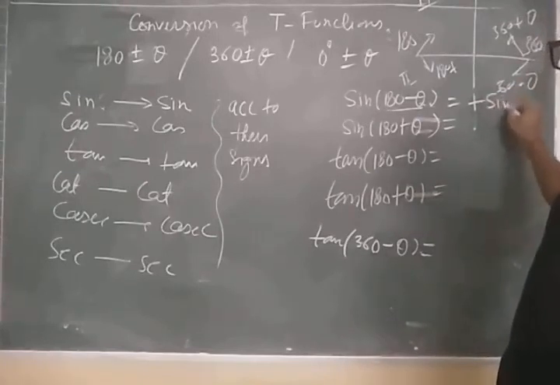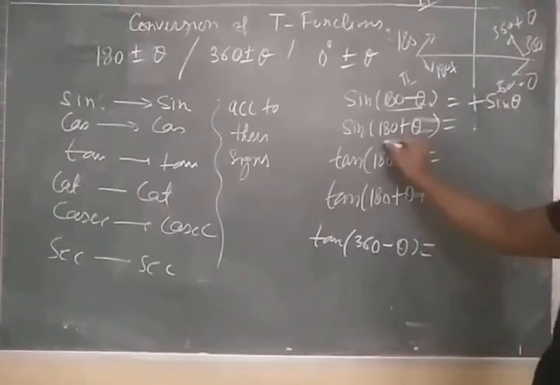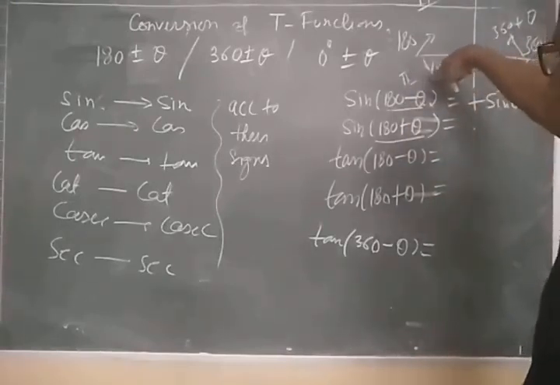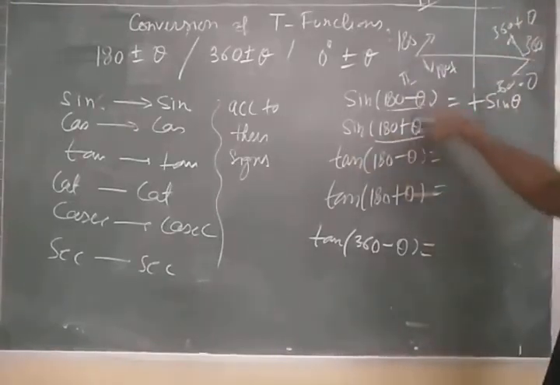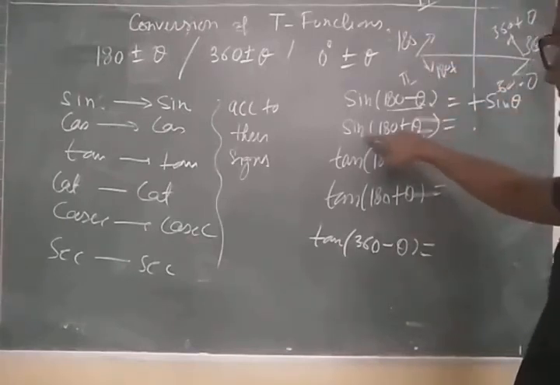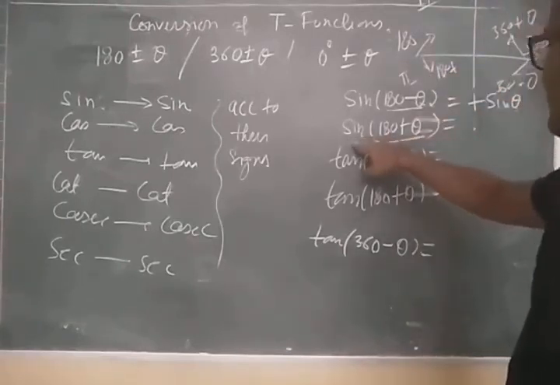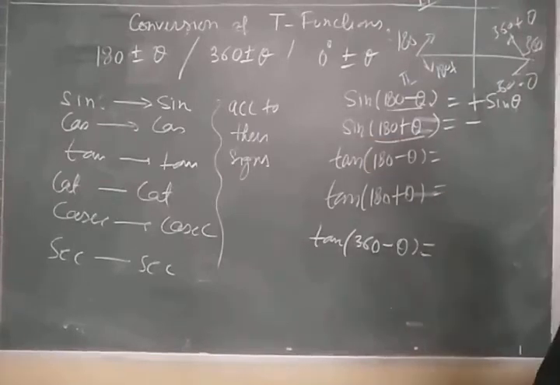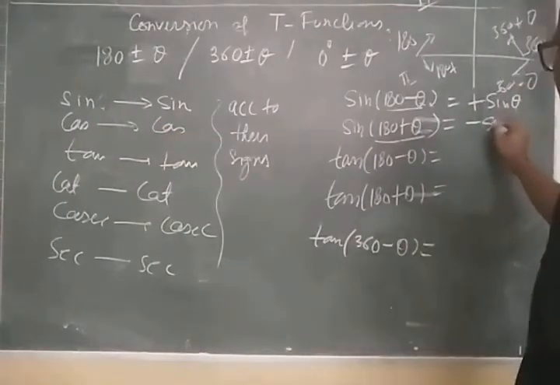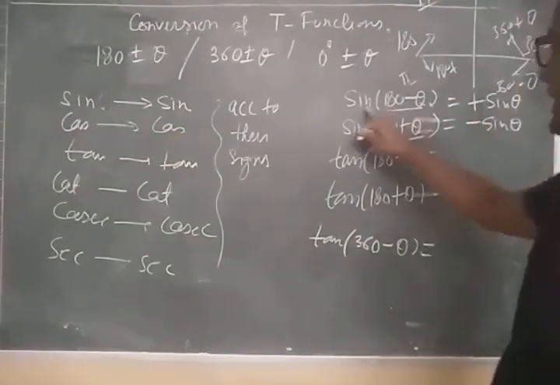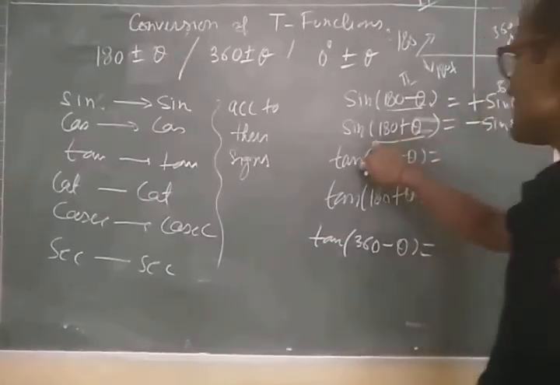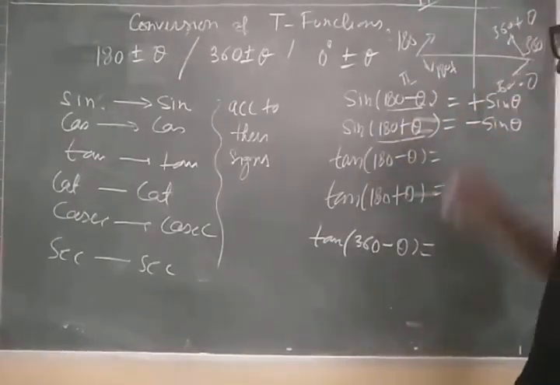Positive sin theta. Now if we speak about 180 plus, it means third quadrant. In the third quadrant, the sign of sine is negative. The answer will be negative, and sine will not become cos. Sine will remain sine. So minus sine theta. Means sine(180 minus theta) degree is sine theta, but sine(180 plus theta) degree is equal to minus sine theta.